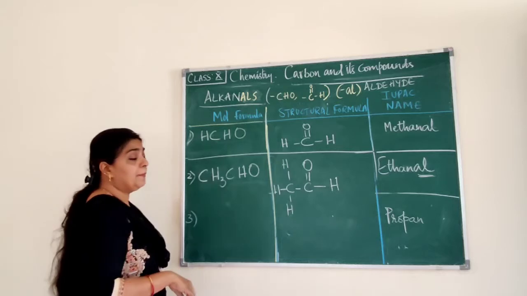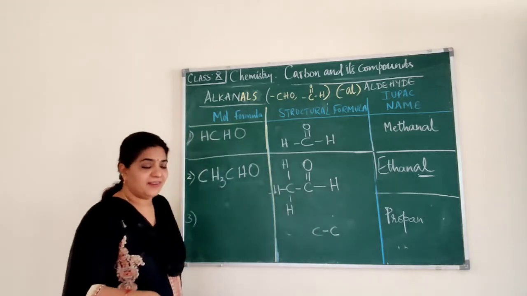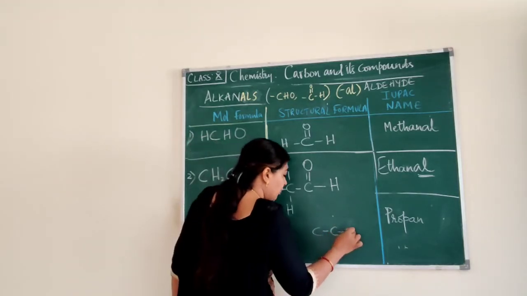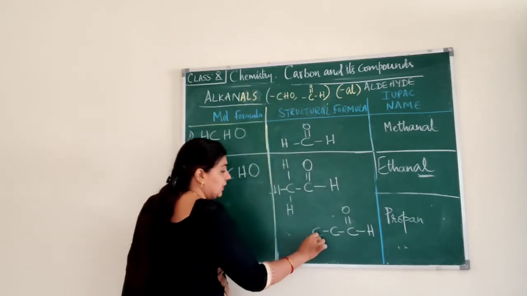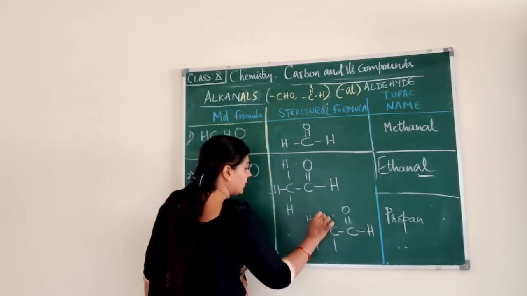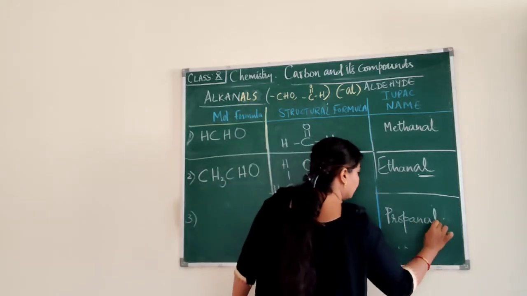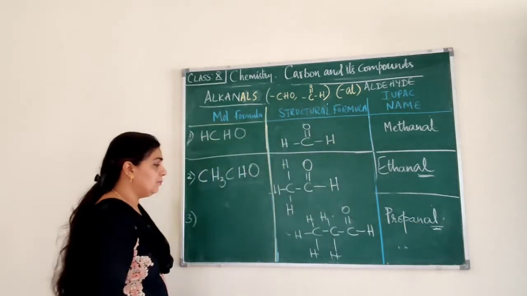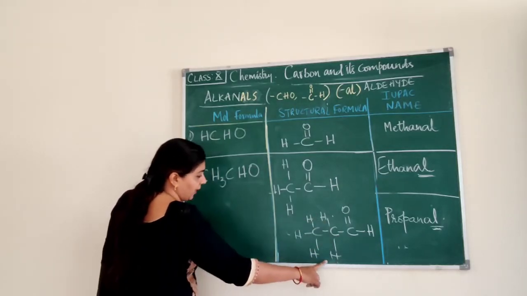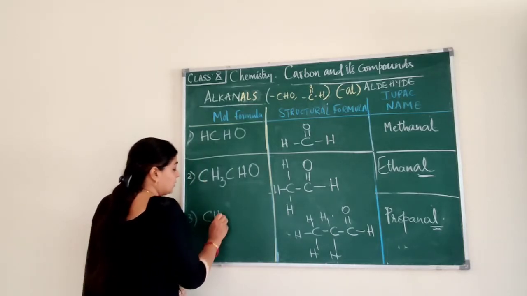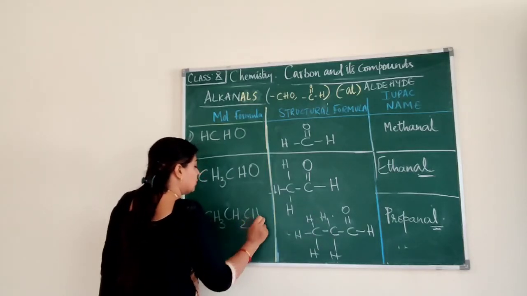Let us do propanal. 3 carbon. So how will you write? You write 2 C, and for this C you will be adding the aldehyde functional group. When you add it, you get propanal. So write the molecular formula for it. It will be C2H5CHO, or I can write CH3CH2CHO.